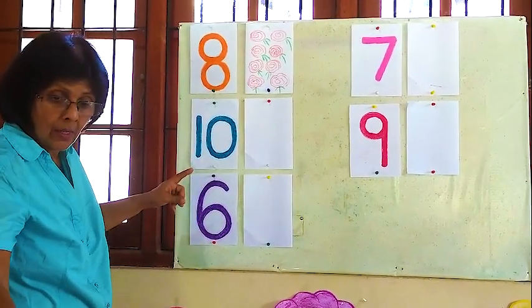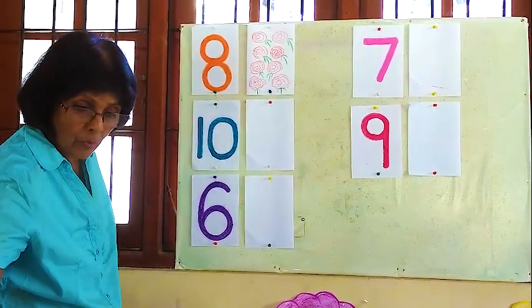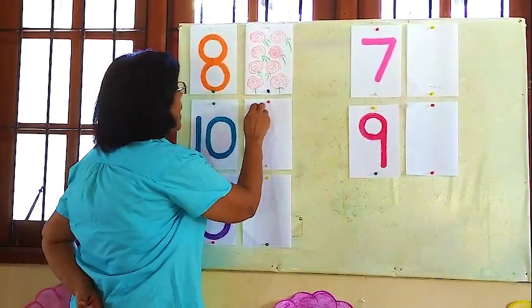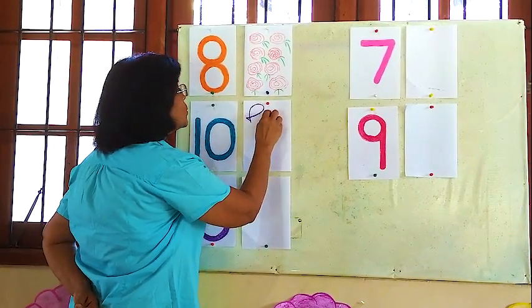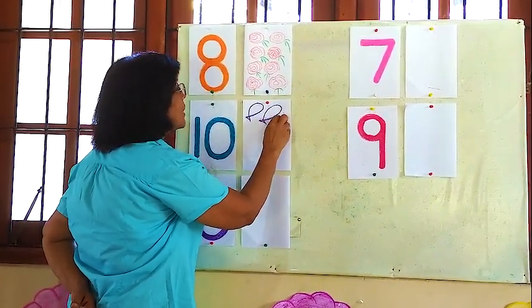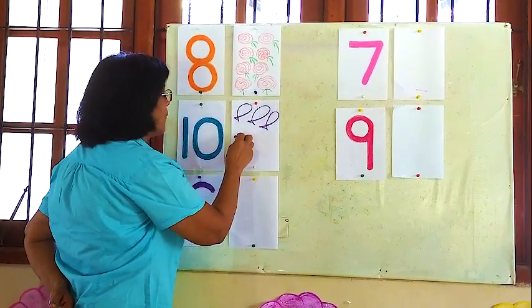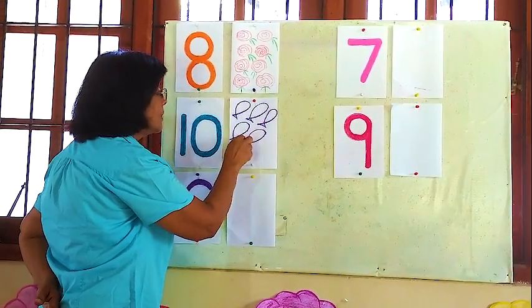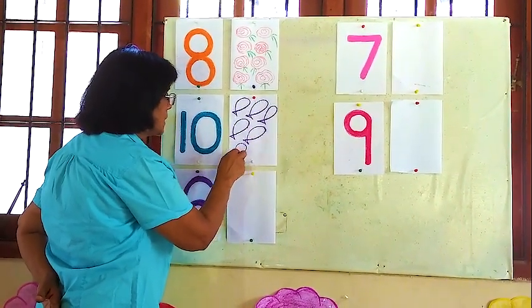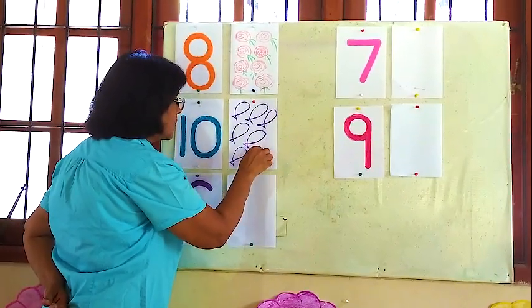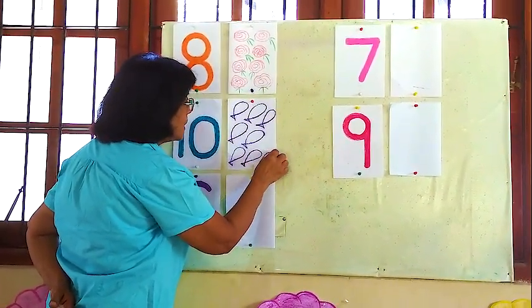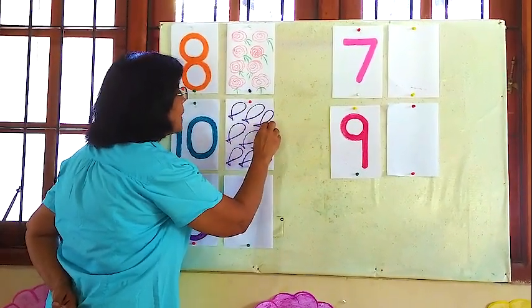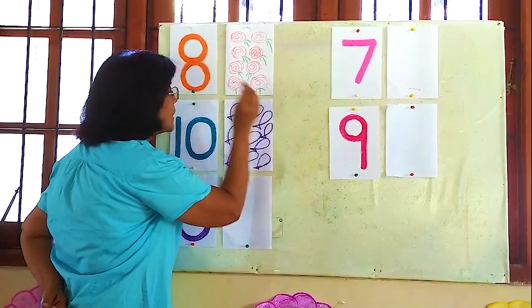Now here number 10. For 10 I am going to draw 10 fish. Here 1, 2, 3, 4, 5, 6, 7, 8, 9, 10. How many fish here?